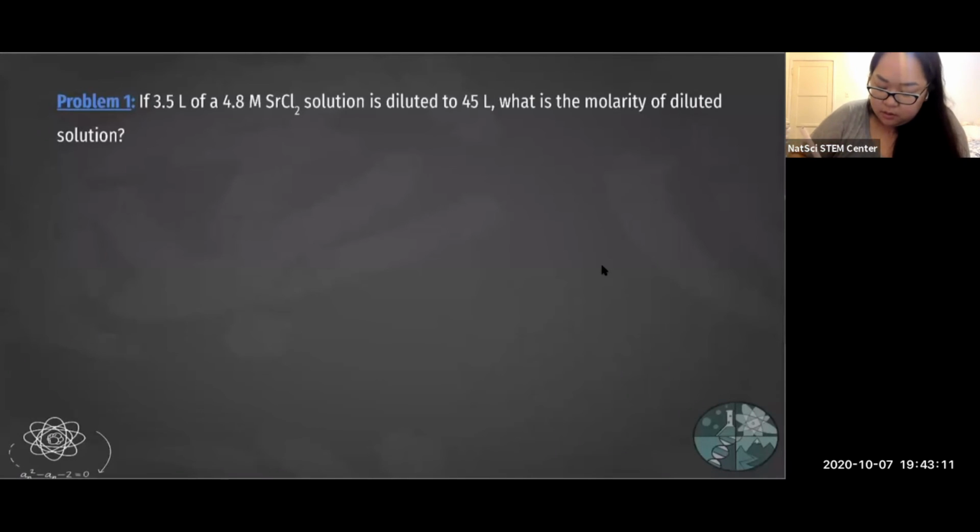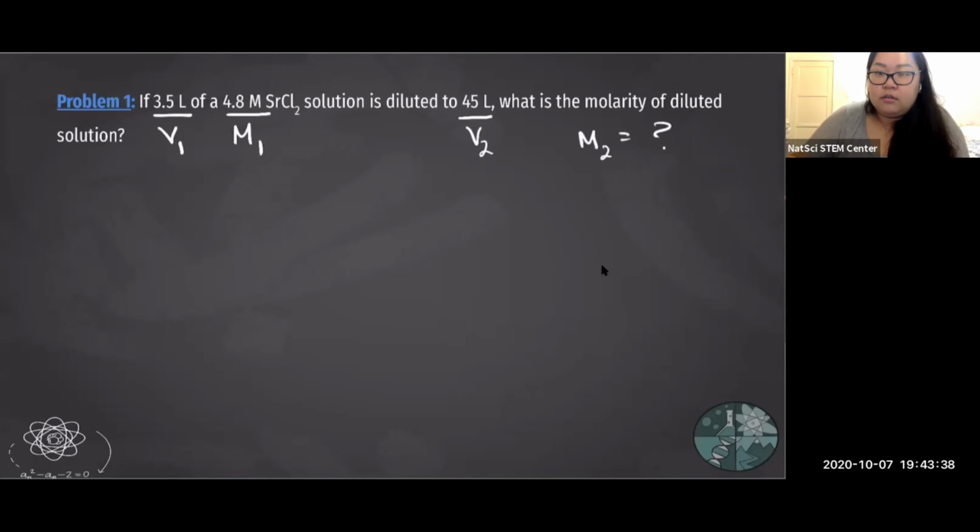The practice problem for this, we'll do this together first, and then the next two will be on your own. So you have 3.5 liters, that's your volume V1, your initial. This is M1, which is your molarity, and they give you your second volume. So they want you to find M2 equals what? So if we go from M1 V1 equals M2 V2, let's rearrange this, and then you can just plug in your numbers. As long as they're the correct units, you can plug these numbers in.